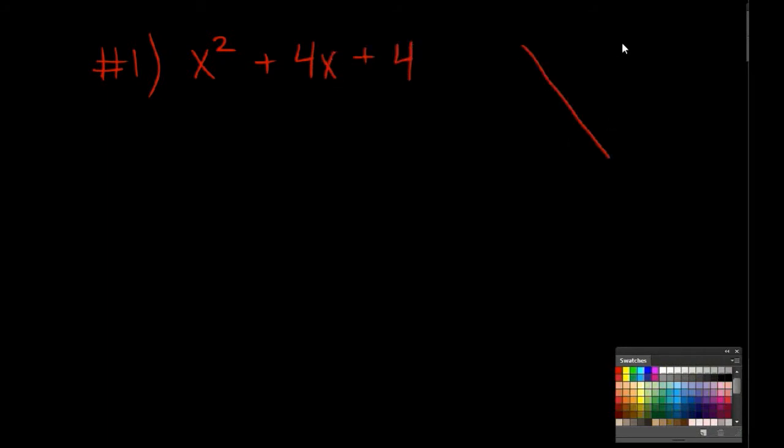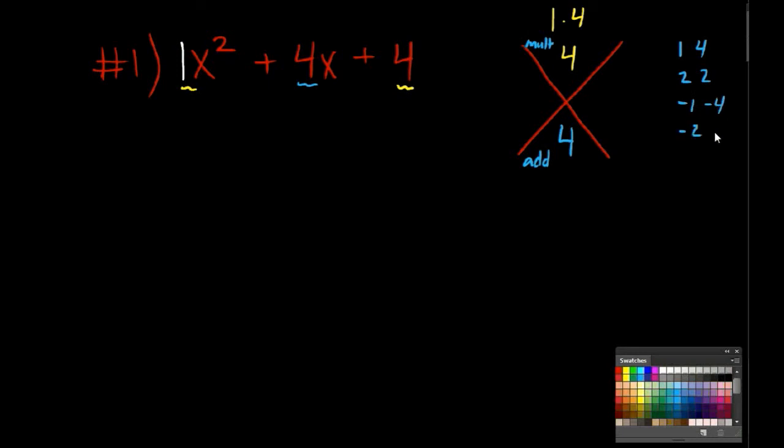So we're going to draw our x chart. We know that a is 1, it's implied, and then c is 4, so we need to take 1 times 4 and get 4. That goes in the top. Then we put b in the bottom, and that's 4. So we need to add to get 4 and multiply to get 4. So I'm just writing out our factors. 1 times 4 is 4, 2 times 2 is 4, and then we have the negatives.